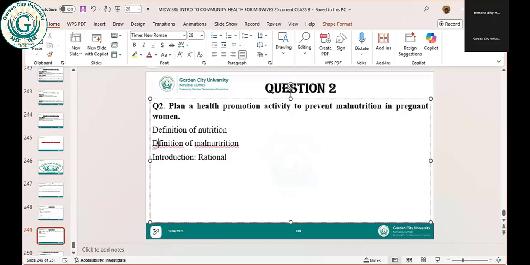Then from the introduction, we went on to the goal, where we said our goal was to reduce the incidence of malnutrition among pregnant women by promoting healthy dietary practice and improving nutritional awareness. You want to reduce the incidence. That is the goal. All this is a goal.